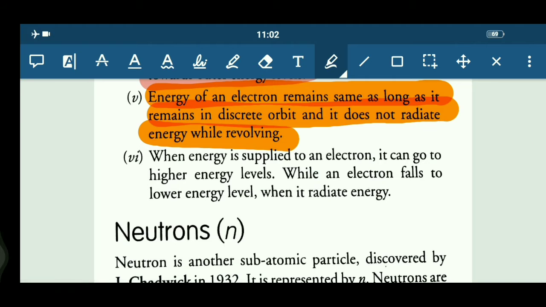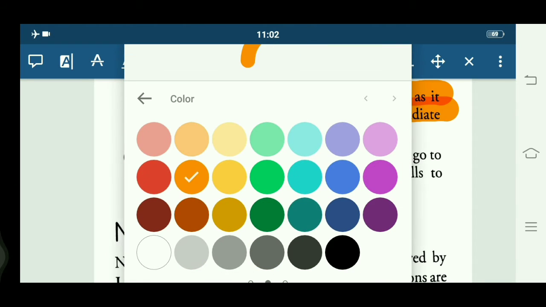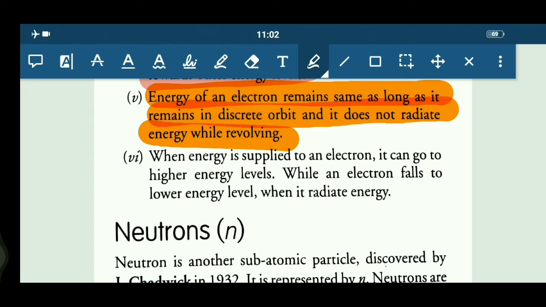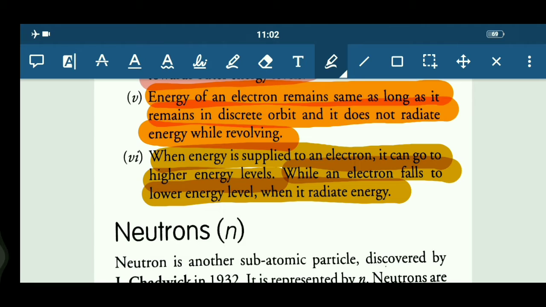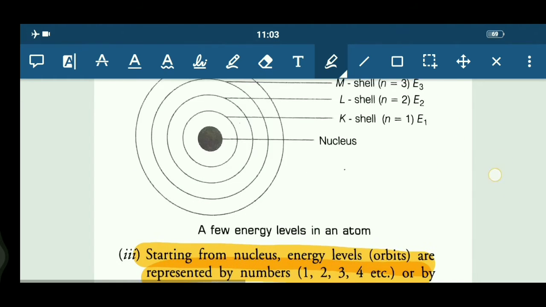Fine. The next and the last one we have here is that when energy is supplied to an electron, it can go to a higher energy level, while an electron falls to a lower energy level when it radiates energy. So always remember this: an electron will fall to a lower energy level when it radiates energy, and when the electron gets energy, it can go to higher energy levels. I hope these postulates are clear to everyone.